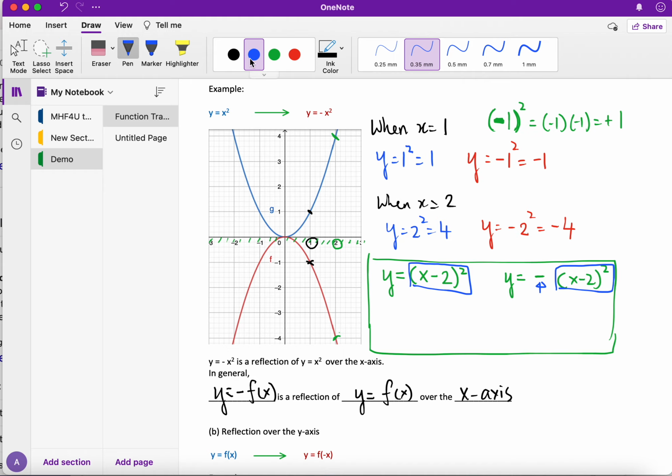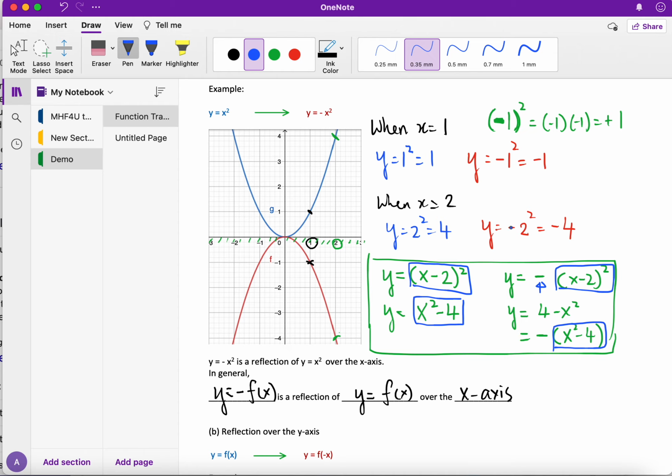Another example is y equals x squared minus 4. For the function y equals 4 minus x squared, we find that it is also a reflection of the original one, x squared minus 4, over the x-axis, because we can rewrite it in this form. Now you can see that again this part is the same, and both functions just differ by a negative sign.